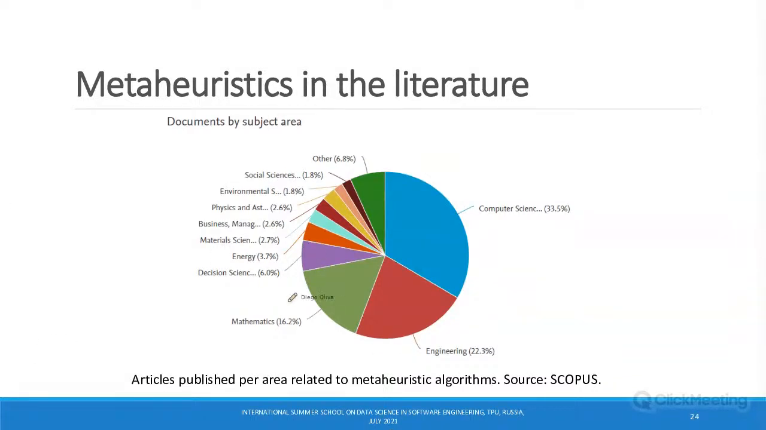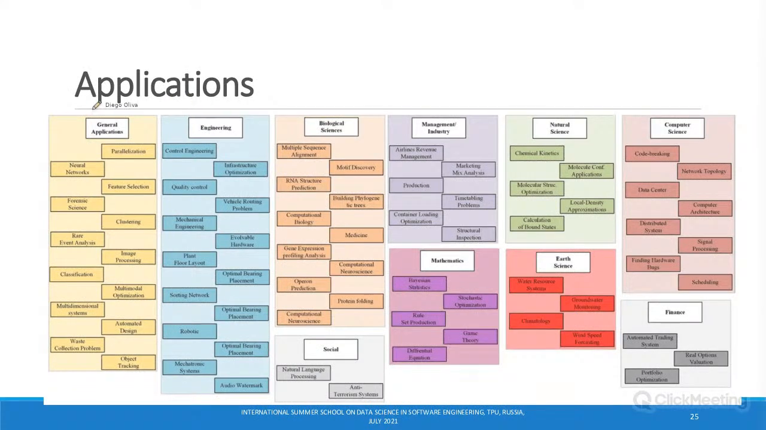As we can see, engineering and computer sciences are the areas where we have more papers related to metaheuristics and applications. So we can understand that these areas are growing and we are related to all of them. So now let's go on to see some applications. Here, I don't know if you can see this slide because it's very small, but here we can see some different areas of application of metaheuristics.